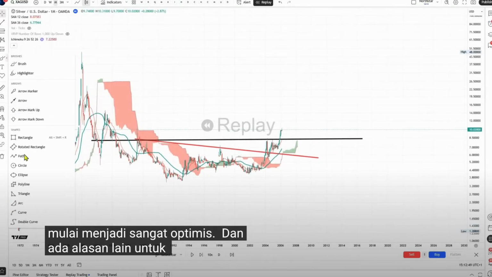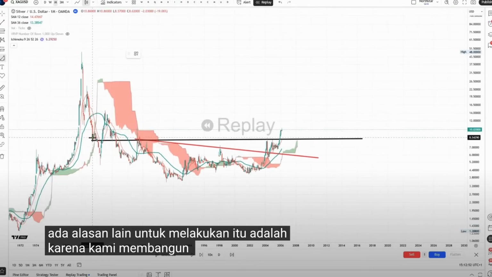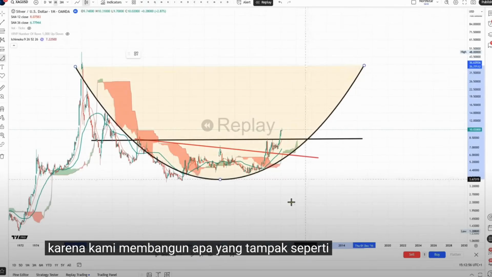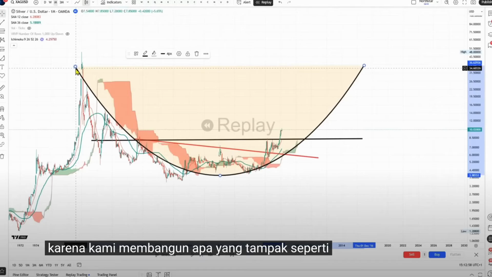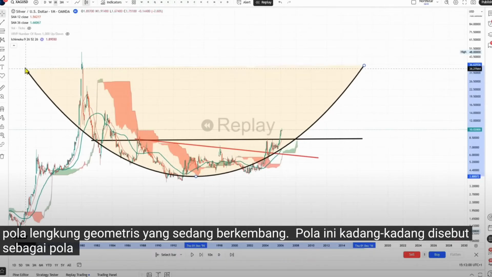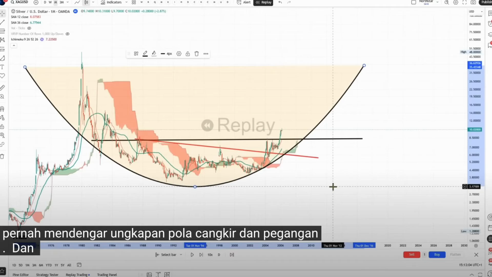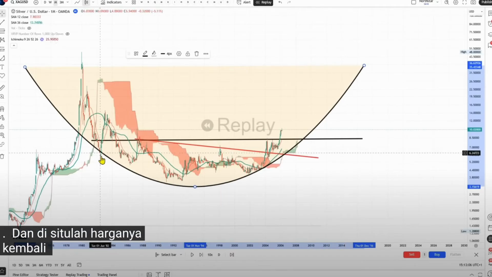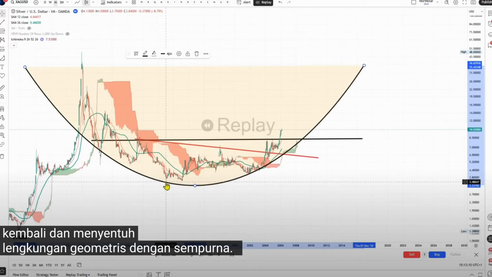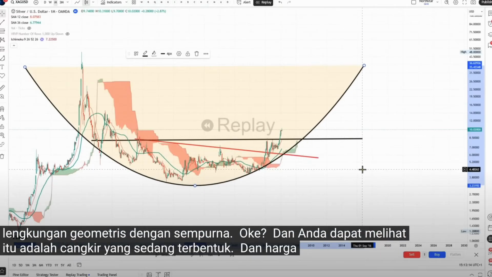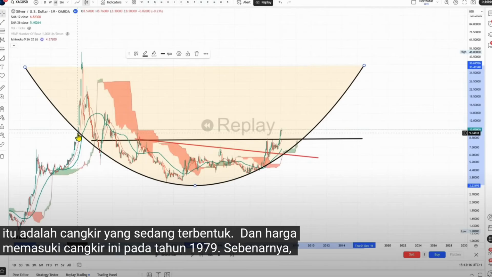And there's another reason to do that. It's because we built out what looks like a developing geometric arc pattern. These are sometimes referred to as cup and handle patterns. You might have heard the expression cup and handle pattern. It's where the price comes back and perfectly touches the geometric arc. Okay, and you can see that's the cup forming. And the price entered this cup in 1979, in fact.